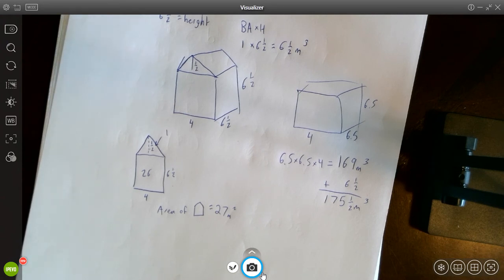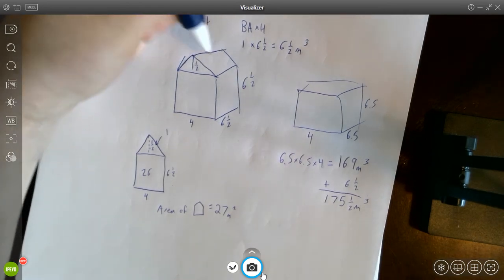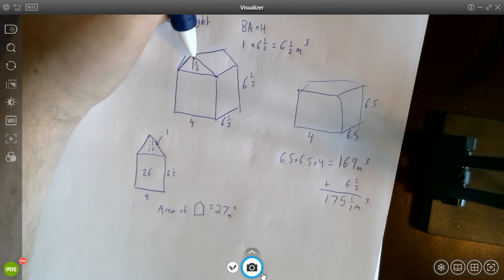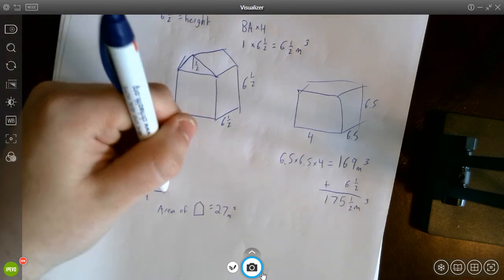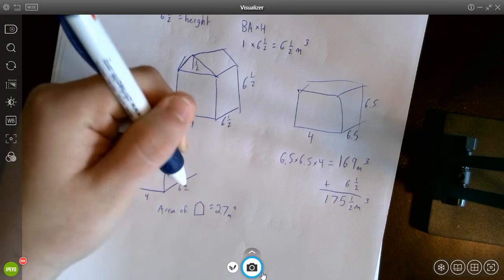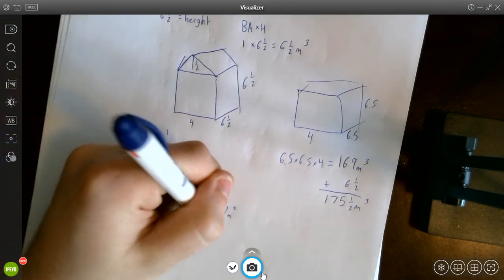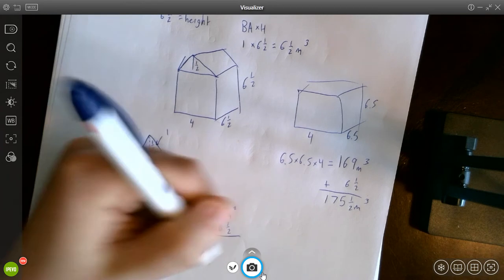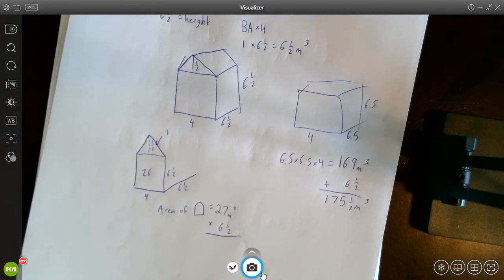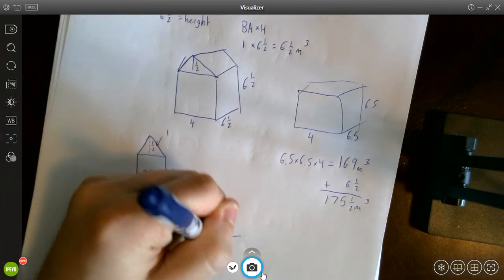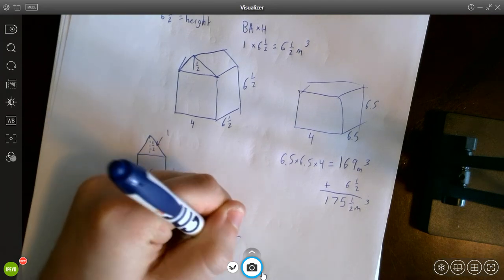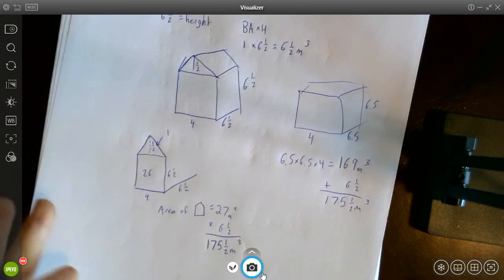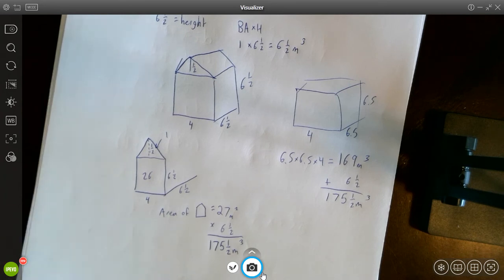Now, that face is the same no matter how far back on the shape we go. If we take that and multiply it by the depth back that it goes, we will have the volume of the shape. And the depth back that it goes was also 6.5. So we're going to take 27 times 6.5. And when we do 27 times 6.5, we also get 175.5 meters cubed.